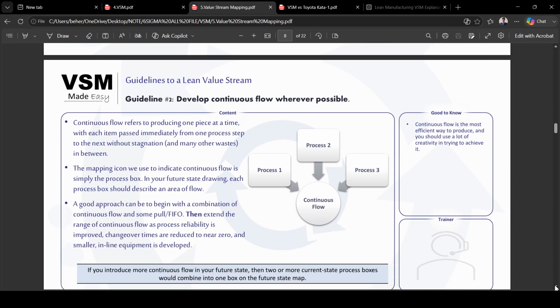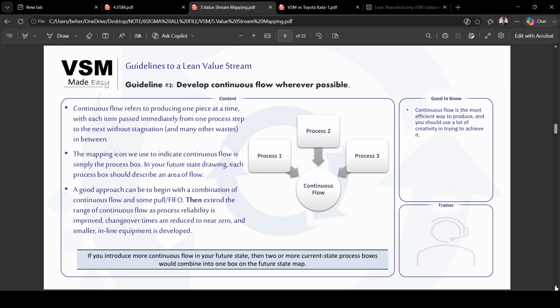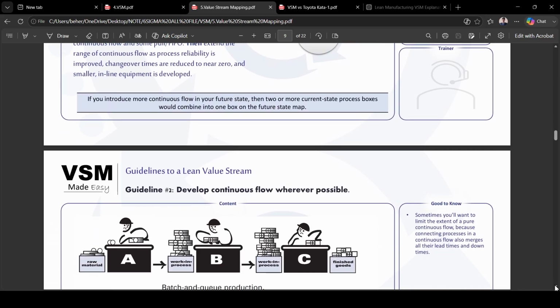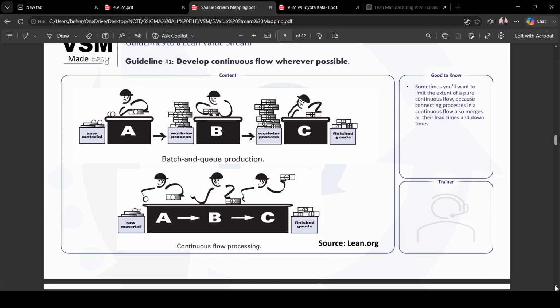And this is develop continuous flow wherever is possible. You can apply this in any VSM. Develop continuous flow wherever is possible. This is the example.